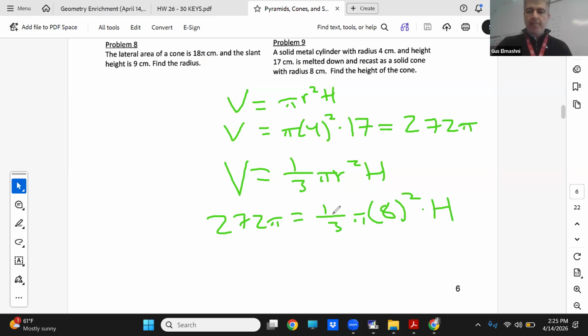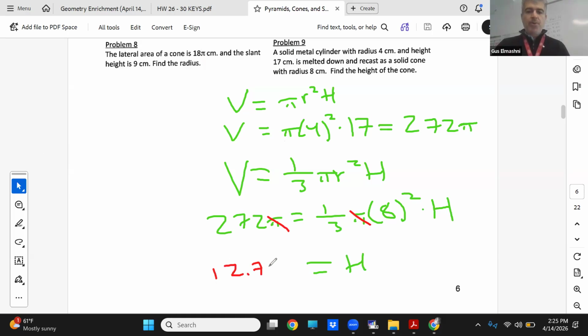And so now we have to work that out, whatever that is, and solve for the height. The pi's will cancel, fortunately. Yeah, good. Sure, of course. Yeah, by 64 times 3. You guys have a value for the height?